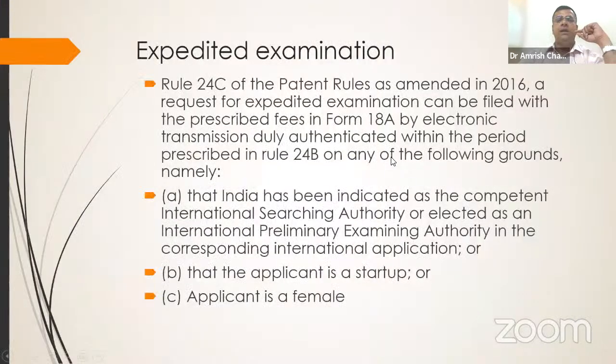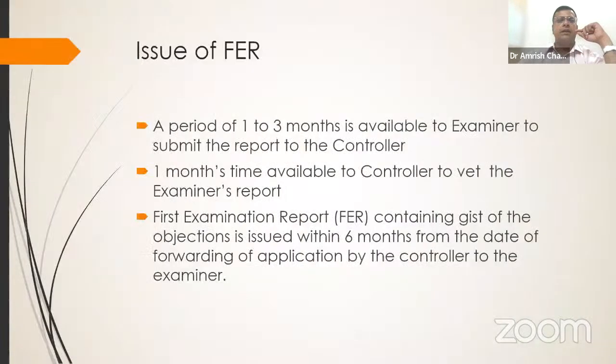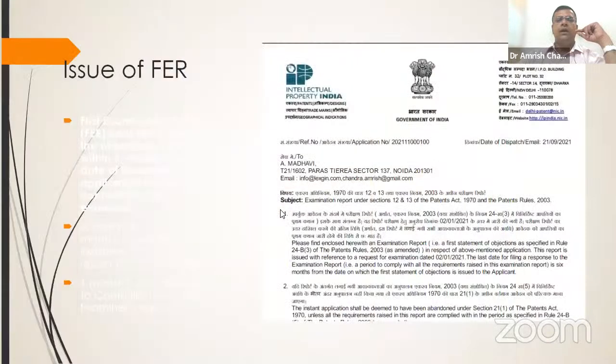And if you want, you can file for an expedited examination. So usually a patent application will be examined in say 1 year or 6 months or more. But if you file for an expedited examination, the examination report comes usually in 6 months or less. So once that is done, an FER, that is called the first examination report, is issued, and this is how the FER will actually look like.